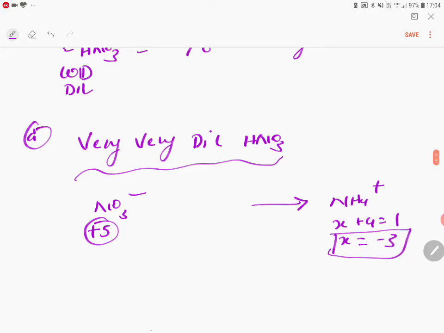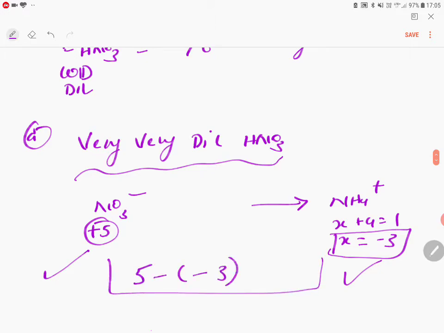See, the irony of this equation is, in very dilute nitric acid, it is going to be a powerful oxidizing agent because it is maximum reduced. See, this is the highest oxidation state of nitrogen and this is the lowest oxidation state of nitrogen. So change in the oxidation state is once again 5 minus 3 is equal to plus 8. So n factor is 8. So 8 electrons will come here.